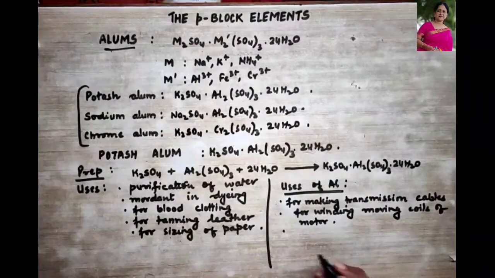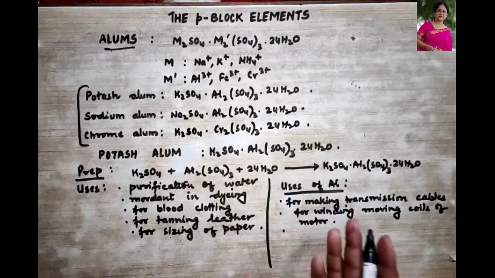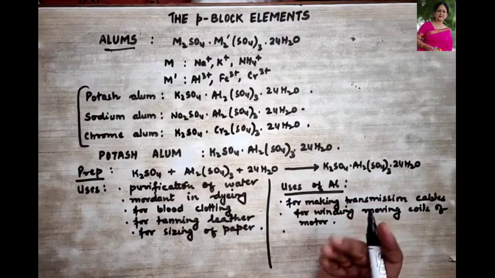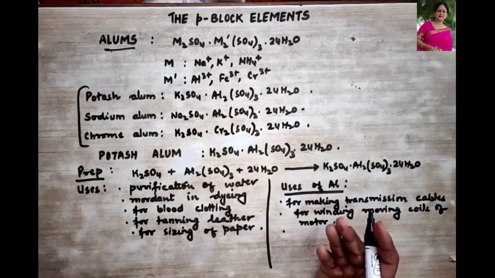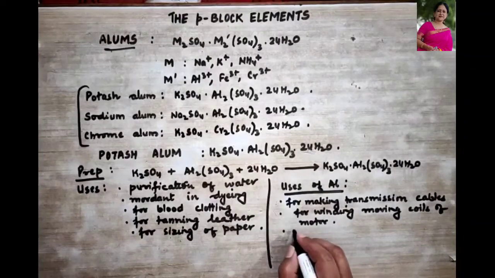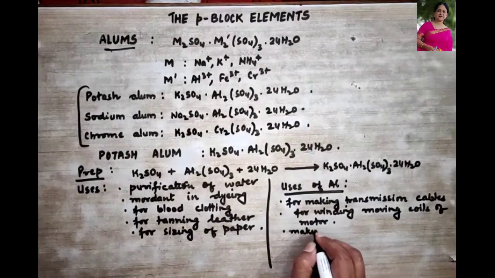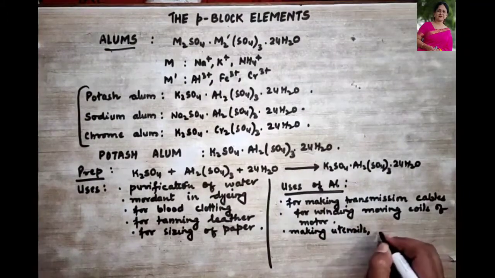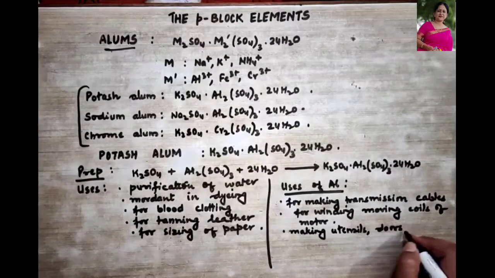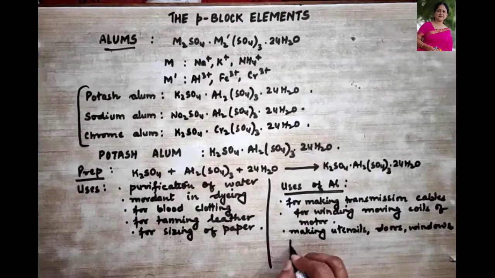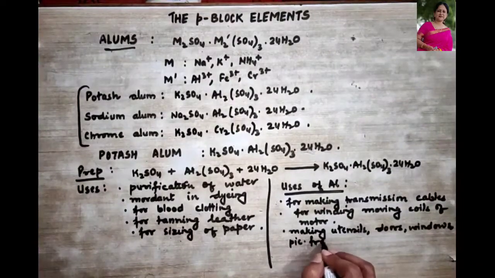Then where else is it used? It is used in making household utensils. Nowadays you must have seen aluminium doors are being made, the cans, the picture frames are also of aluminium, isn't it? So it is also used for making utensils, doors, windows, picture frames, etc.